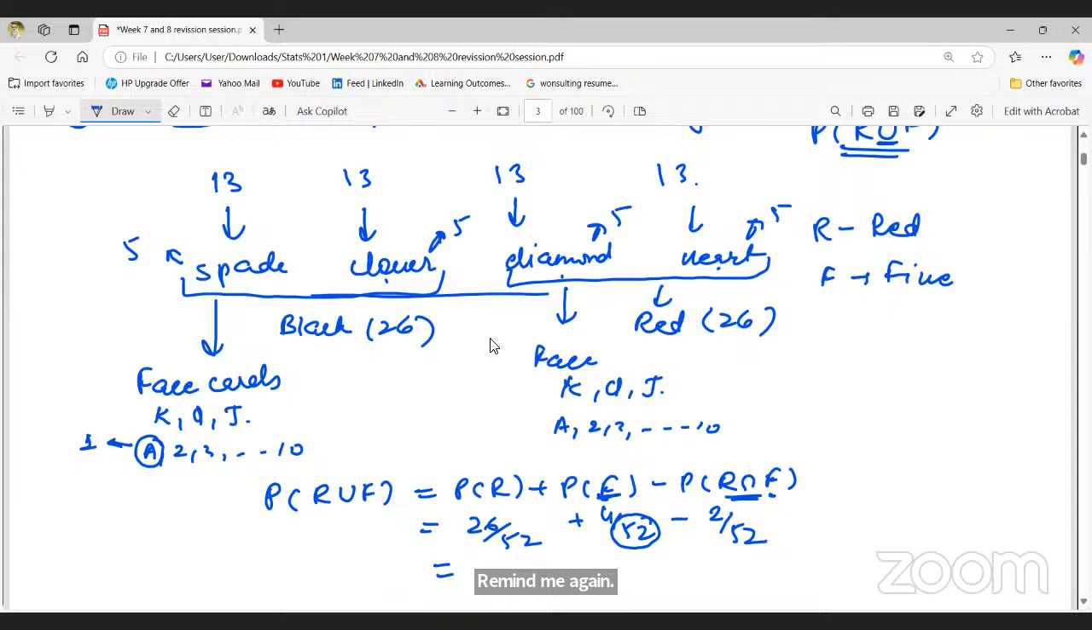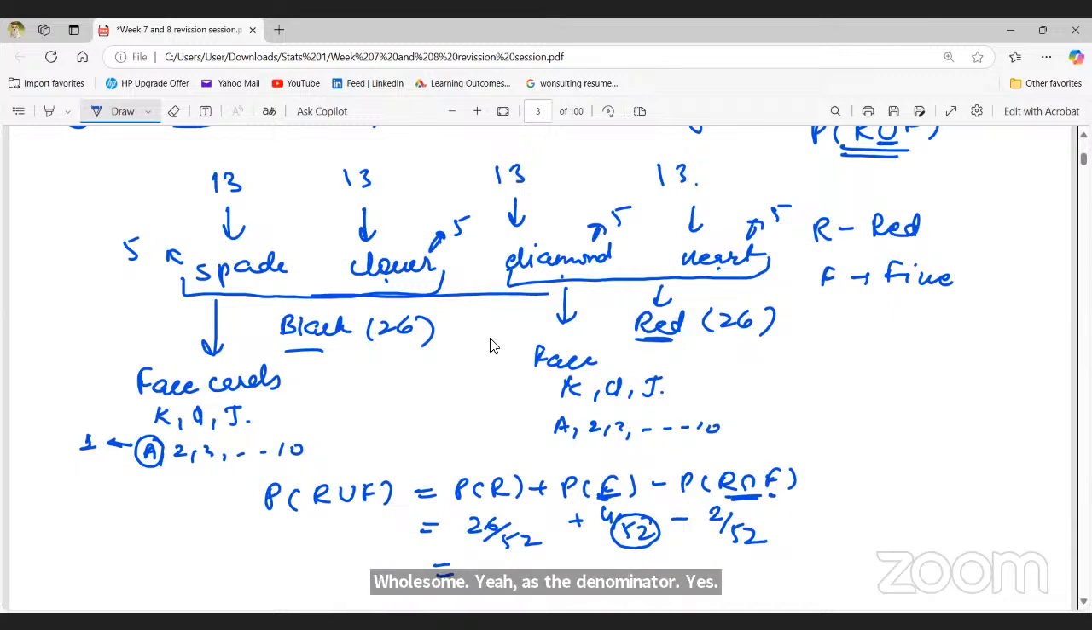We see there are four types of cards, right? Spade, clover, diamond, and heart. There are 26 black cards and 26 red cards, if you remember. You can search it on Google if you want. So, in a general scenario, we take all the outcomes, the whole sample space, as the denominator, right?